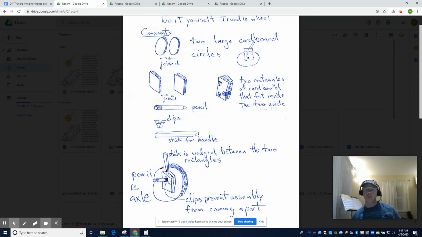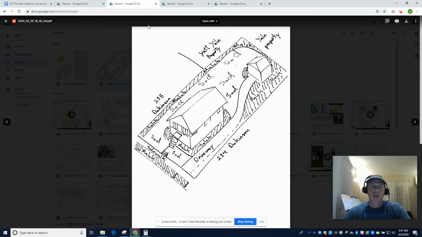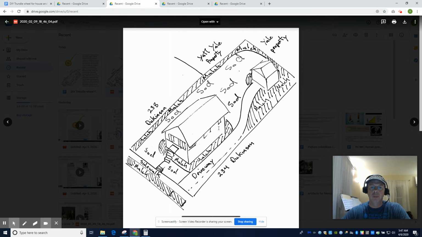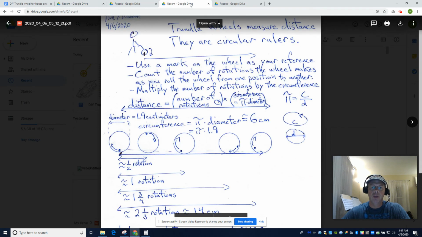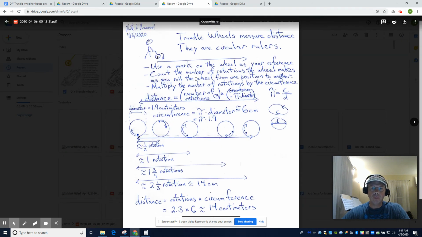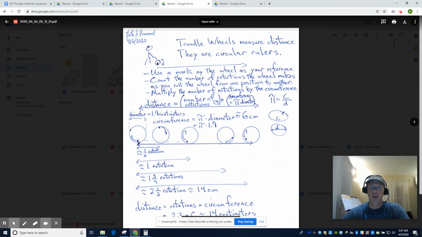But how do you use it? That's the point of this video. You're going to use it to measure your house and your property and all that. But let's do a little sample calculation. It's a pretty simple measurement. You need the diameter of your wheel.